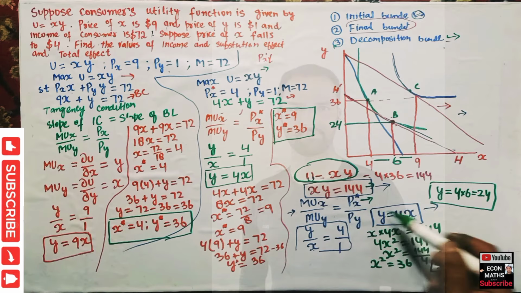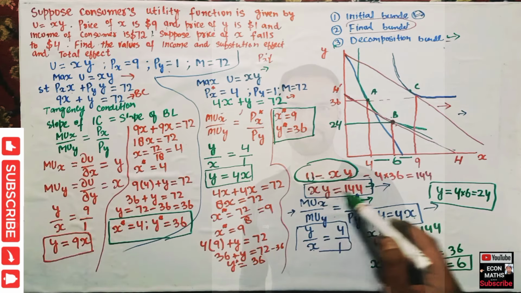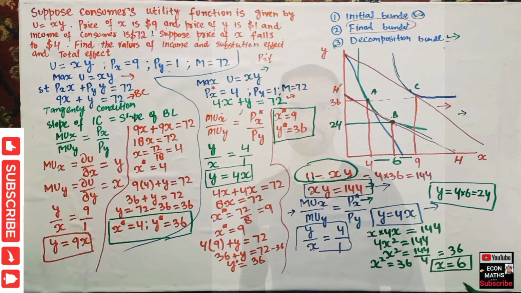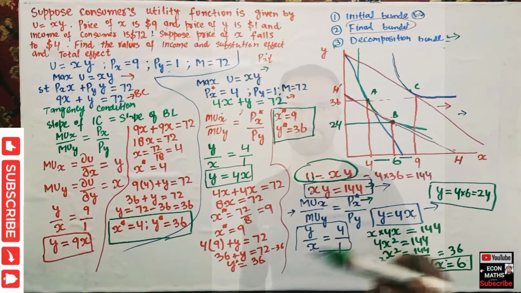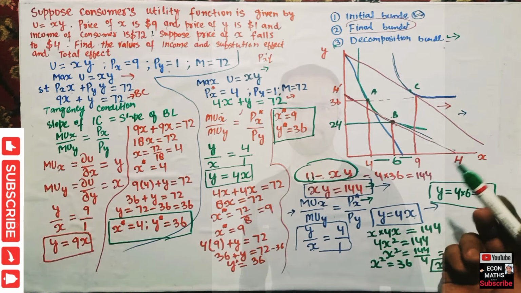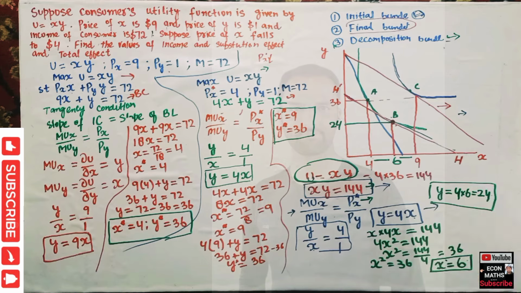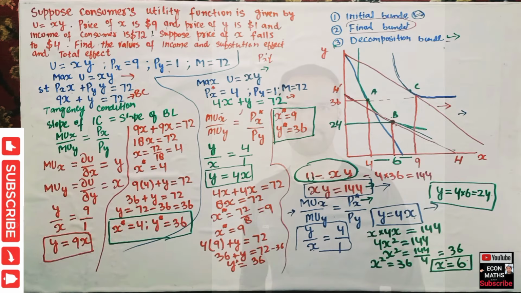And after that we formed another equation, that is y is equal to 4x. We substituted this y is equal to 4x in our function, xy is equal to 144, and from that we got x is equal to 6 and y is equal to 24. Okay, this was how we calculated the decomposition bundle. So this Hicksian line is just used to show the reduction in the monetary restrictions. It does not actually happen. It is only used to differentiate between the substitution effect and income effect. Now I will draw this graph again to make things clear.